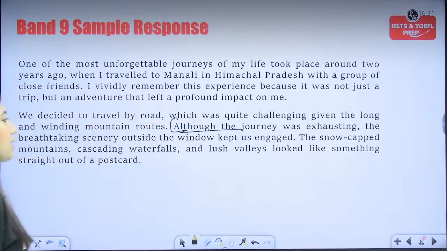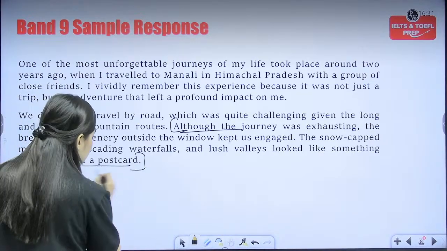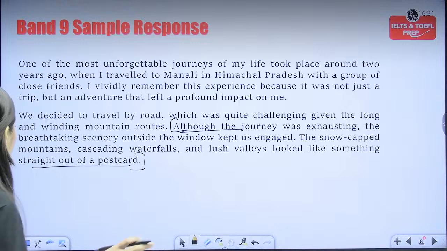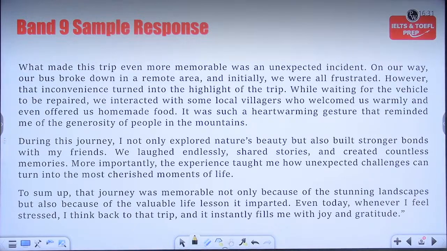Although the journey was exhausting, the breathtaking scenery outside the window kept us engaged. The snow-capped mountains, cascading waterfalls, and lush valleys looked like something straight out of a postcard. Straight out of a postcard is an idiomatic phrase, which you can also use later. What made this trip even more memorable was an unexpected incident.